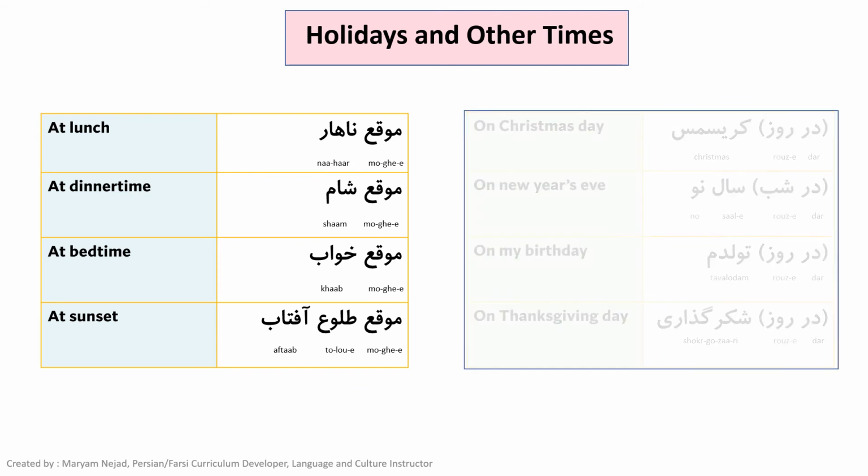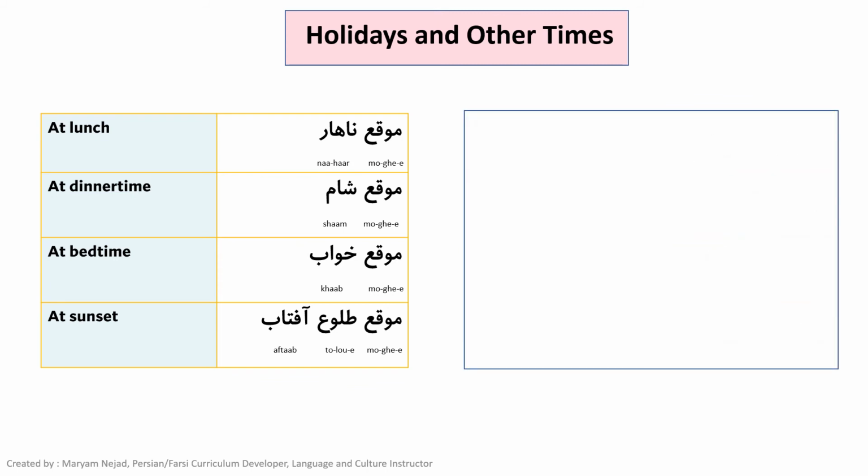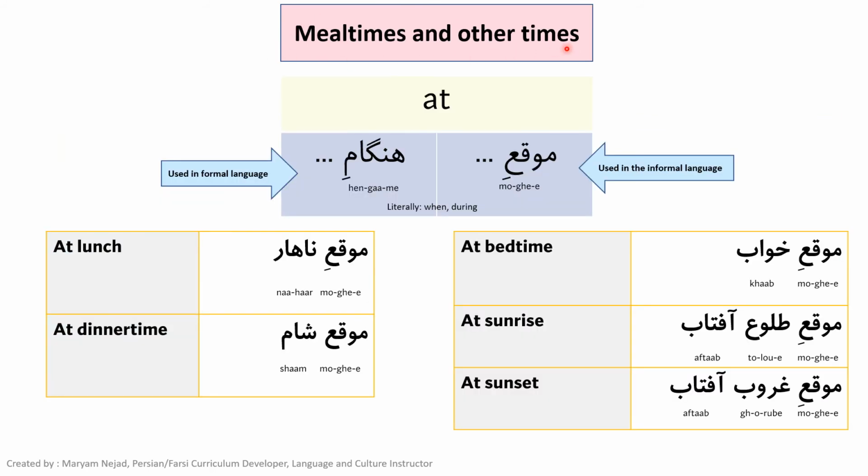Now we are going to go over holidays and other times. So we are going to start with the table on the left. Now let's go over mealtimes and other times. Usually in English, the preposition at is used. For example, at lunch, at dinner time, or at bedtime, or at sunrise. But in Farsi, either the preposition موقع is used. This one is used in the informal language, or the preposition هنگام, and this one is mostly used in the formal language.